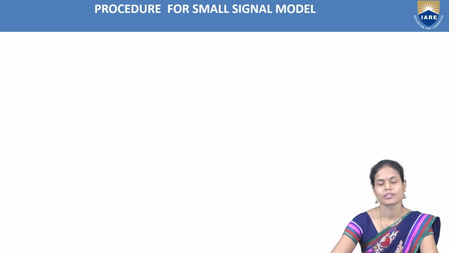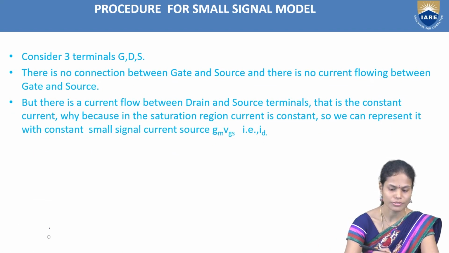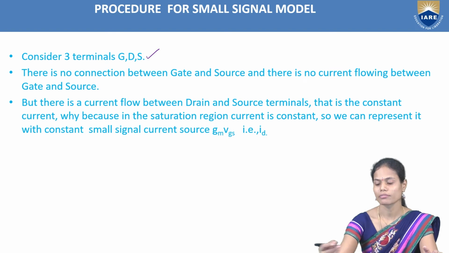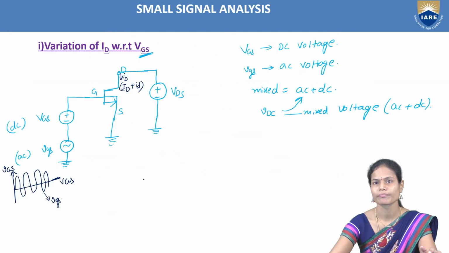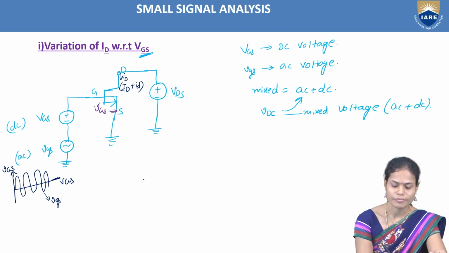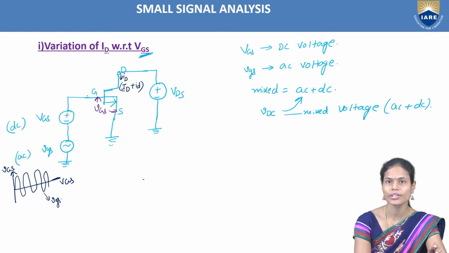So what is the procedure for drawing the small signal model? First thing is we have to consider the three terminals of the MOSFET, that is gate, drain as well as source terminals. And if we observe our considered circuit, see here we have the voltage VGS, but no current is flowing between the gate and source terminals, only the voltage is present. So between the gate and source terminals we just have to represent the voltage, there is no current in this case. But between gate and drain terminals there is no voltage present as well as no current flowing.